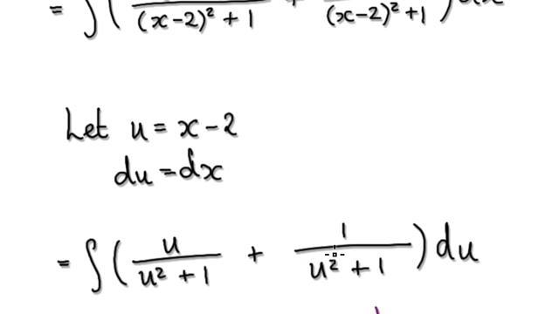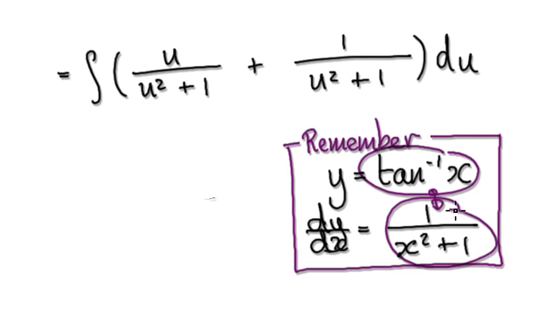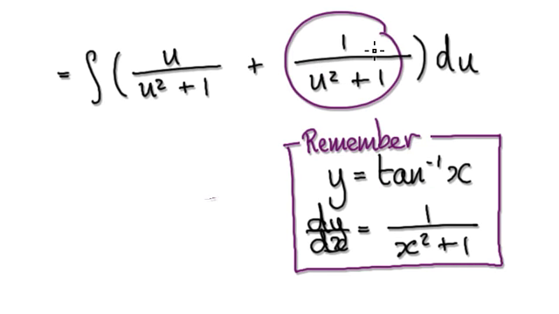Okay. So now to integrate this, just remember that when you differentiate inverse tan, it will give you this. So if I were to give you this, then if you integrate it, it will give you the inverse tan of, in this case, u. So to integrate this, it would be inverse tan of u.